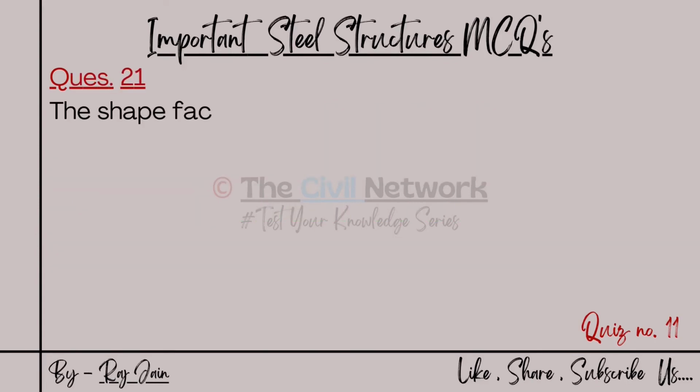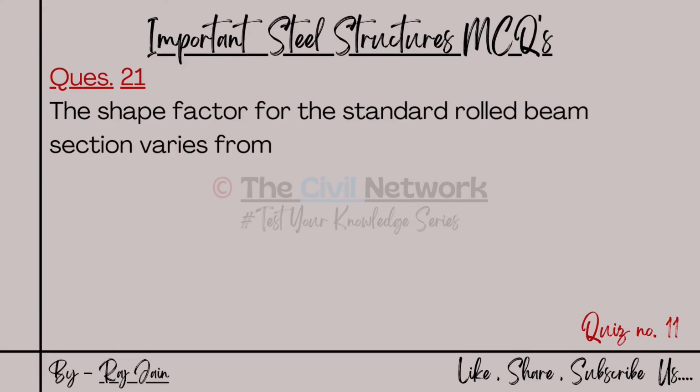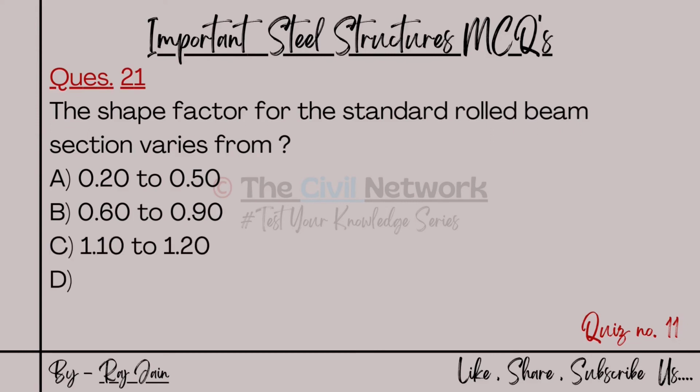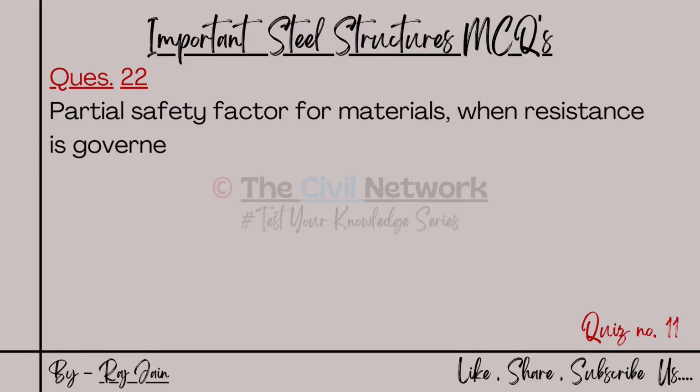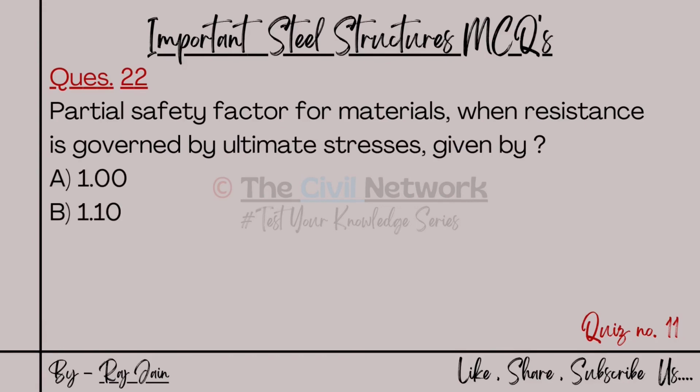Question number 21. The shape factor for the standard rolled beam section varies from. Correct answer is 1.10 to 1.20. Question number 22. Partial safety factor for materials when resistance is governed by ultimate stresses given by. Correct answer is 1.25.